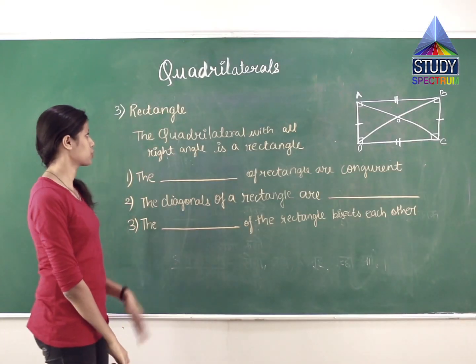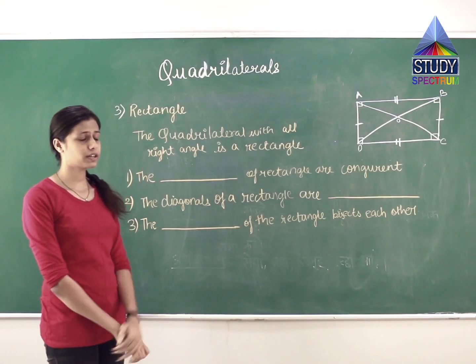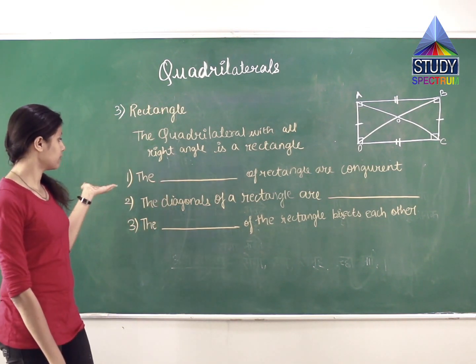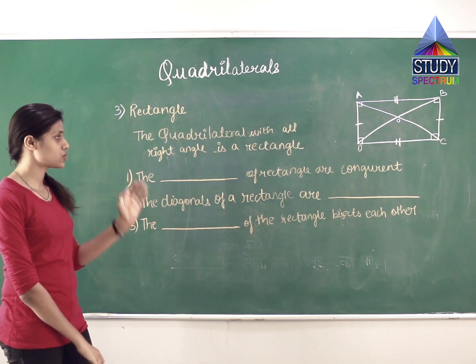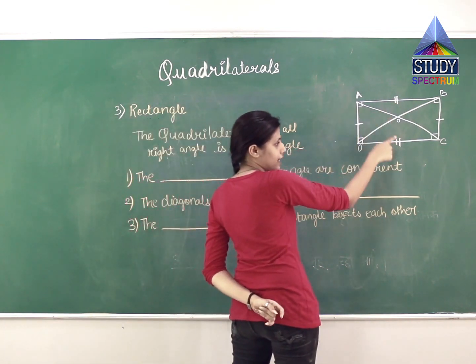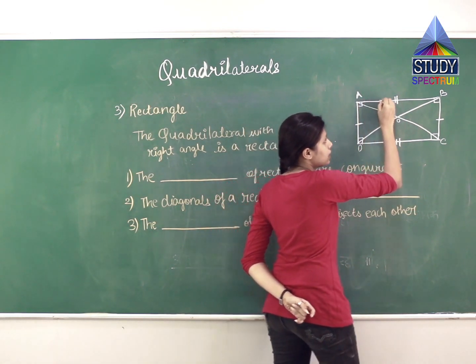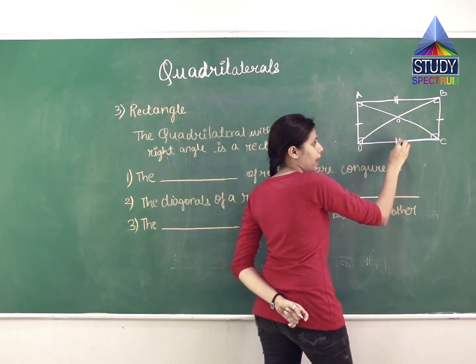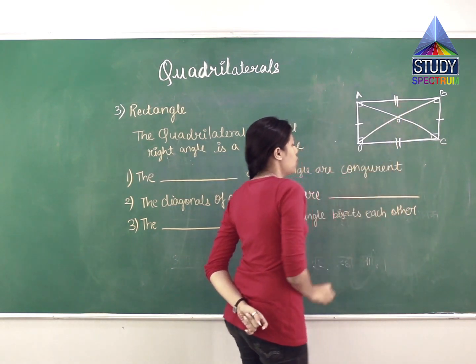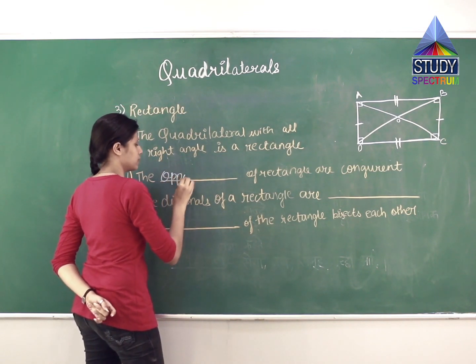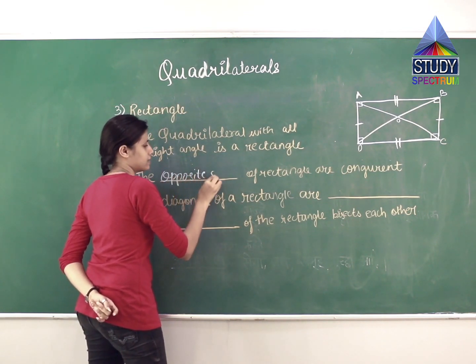Now our third shape, which is a rectangle. The quadrilateral with all angles a right angle is a rectangle. So let us start with the first question. The dash of a rectangle are congruent. Yes, the opposite sides. Look over here, this side and this side are congruent, shown by 2 units. So the answer is the opposite sides.